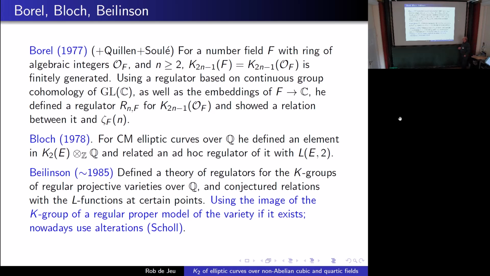There was actually a slight error in the beginning, namely that they worked with the K group of the variety over the number field, but they should really have worked with the image of the K group of a nice regular model over the ring of integers, which you know exists for curves, but for higher dimensions this is not known. But then de Jong showed at some stage that you can use alterations to make up for this deficit.